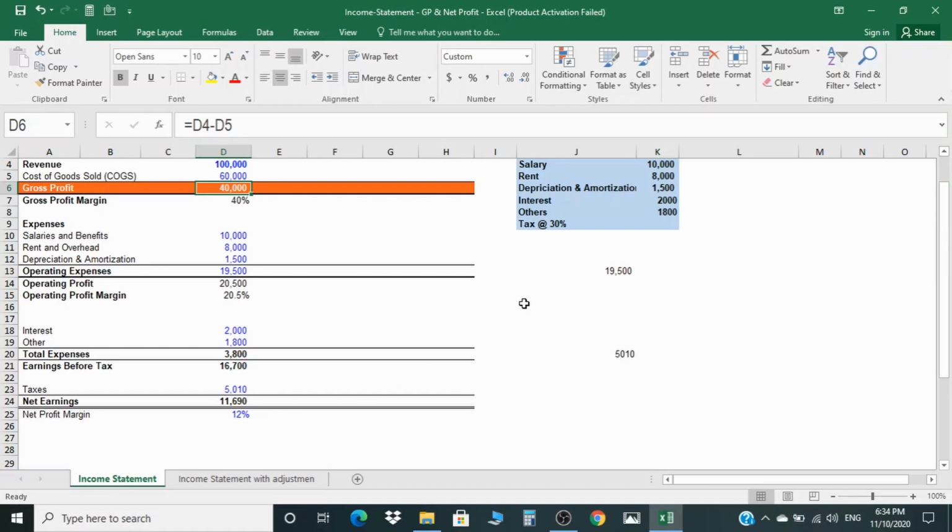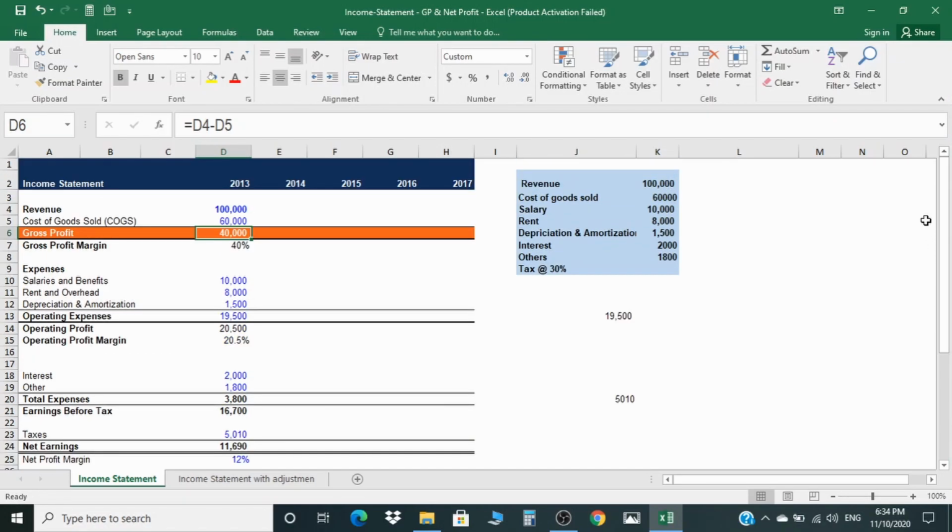You will get 16,700 actually, and the tax is 30% on the net income. Remember, tax is always calculated on the profit, right? So you have to deduct all the expenses, and when you get the actual profit, then you have to calculate the tax. So this is the tax and this is the net profit, and the margin is 12%. So I hope you understand all the concepts, and definitely in the second video I'll go for some more adjustments. This is just a simple format and very simple to understand. Just deduct all the expenses, you will get your profit, right?